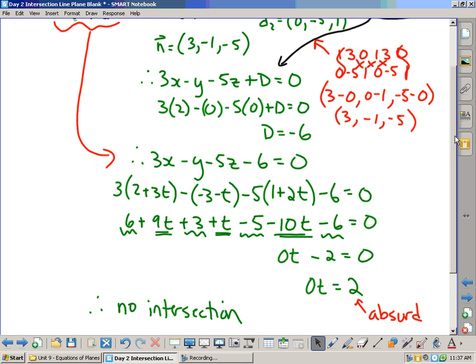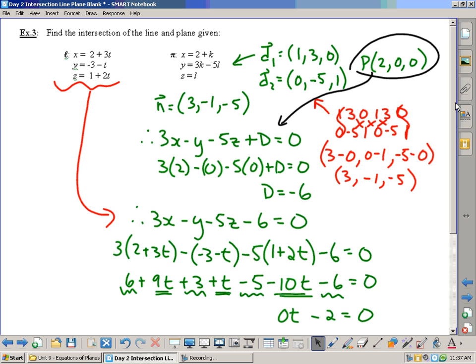Could we have predicted that at the beginning? I don't know. Let's look at the direction vector of the line. The direction vector of the line was 3, -1, 2. Is that similar to any of the direction vectors in the equation of the plane? No. But remember, there's tons of direction vectors that describe the plane. There's an infinite amount of them.